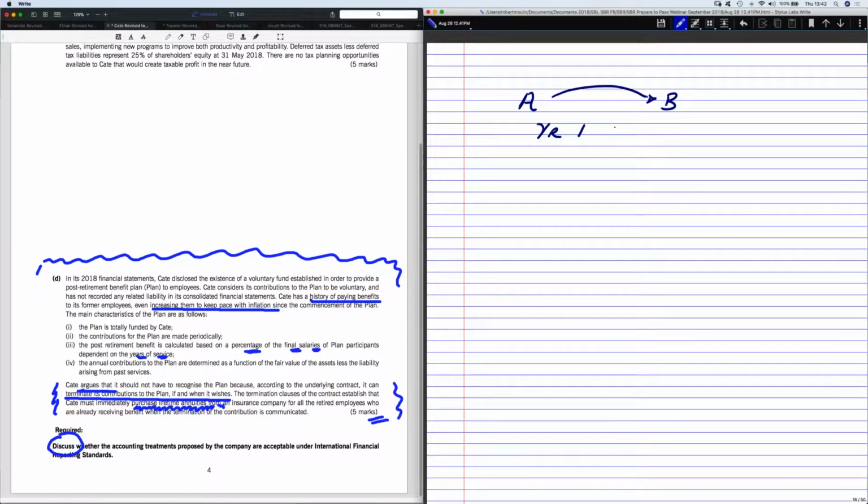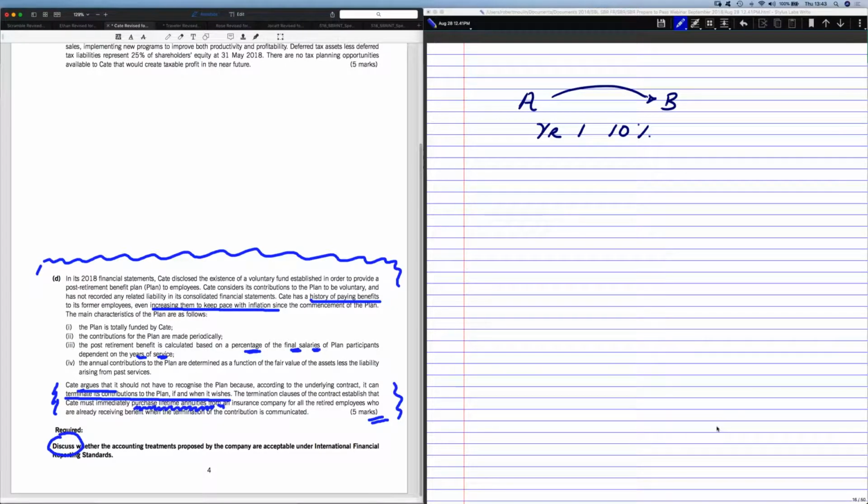In year one, A acquired 10% of the equity shares of B. How would A treat that investment in B? What accounting standard would come to mind? How would A account for that 10% that it has in B? What do you think about that, please? Jean is saying a financial asset. Crystal is saying IFRS 9. Mohammed is saying IFRS 9.